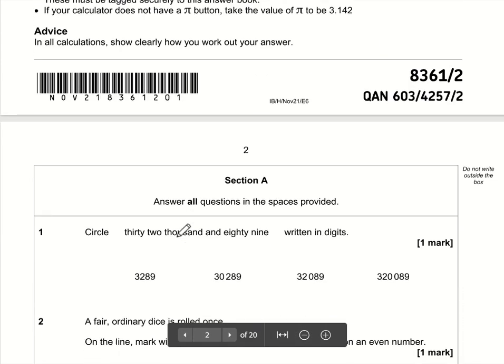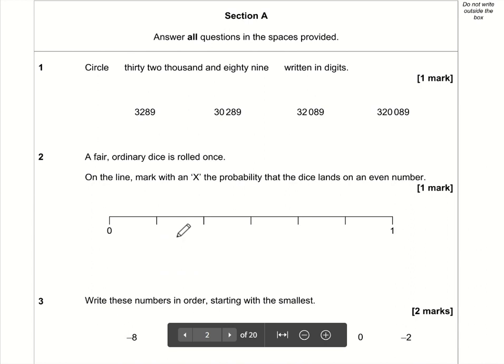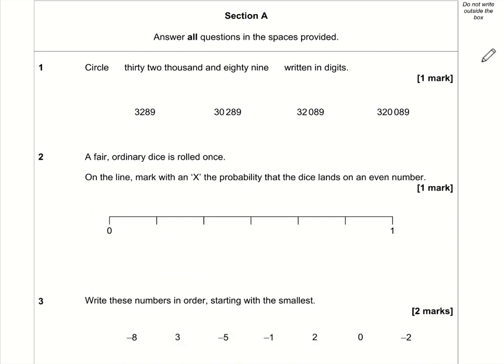So question number 1 in section A, circle 32,089 written in digits. So we need to remember that words like billion, million and thousand can be represented with a comma. So can you write 32? Well, hopefully you can. So 32, replace thousand with a comma, and now we're writing 89, but we can't just write 89, it's got to be 0, 8, 9. So after a comma, we're always writing 3 digits.